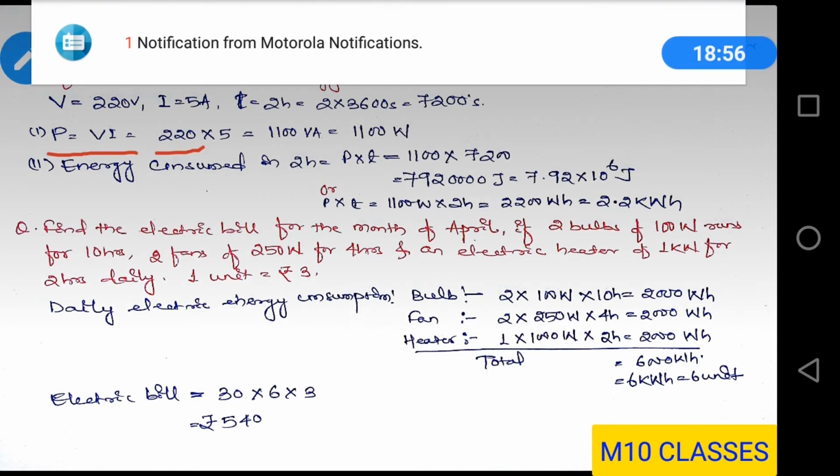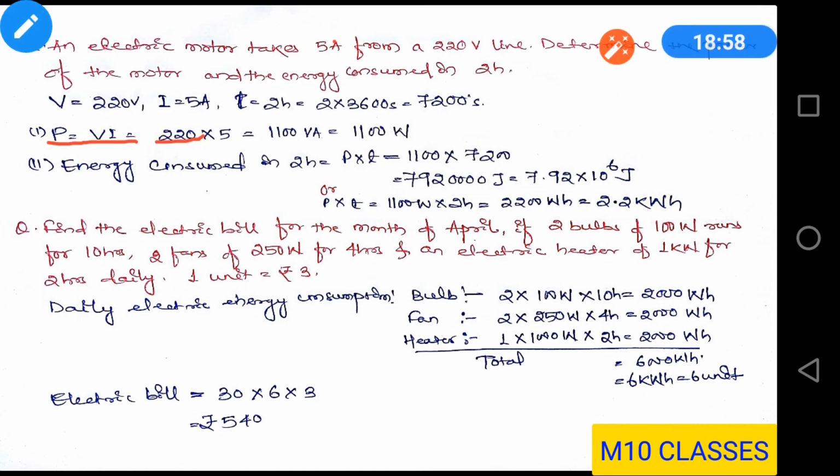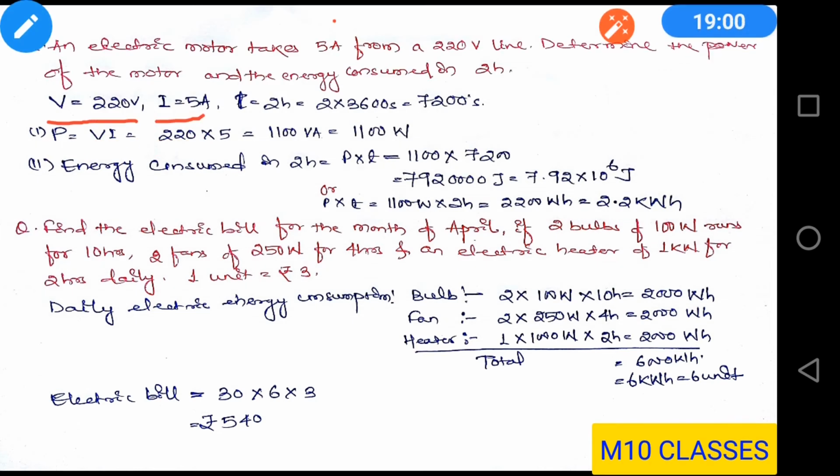And the time given is 2 hours. You may convert it into seconds, that is 7200 seconds. You have to first of all find the power, and the formula for the power is V into I, so you can directly multiply, you will get 1100 watt.